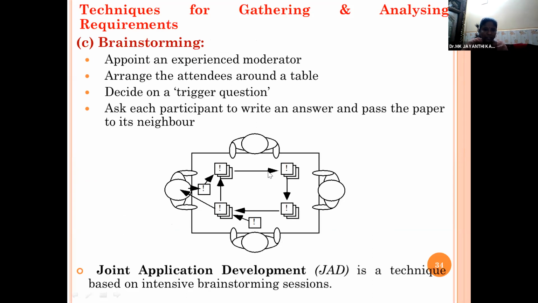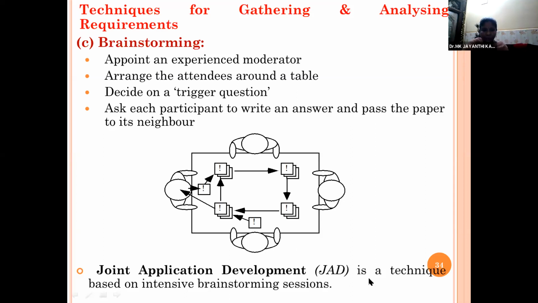So appoint an experienced moderator, arrange the attendees around the table, decide on the trigger question, ask each participant to write an answer, and pass the paper to the neighbor. Joint application development. So we can make use of the brainstorming technique. So we'll give one question to each and every person in the people related with the domain, and we'll collect the information from all the people. We'll pass the information to all other people. Then we will discuss, and we'll come out with the best method to solve the problem.